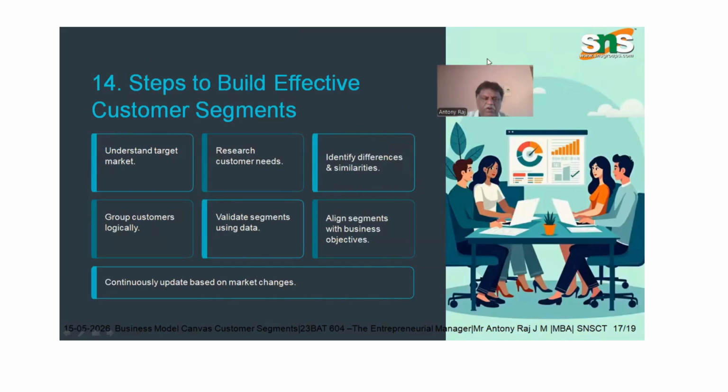And how do we build effective customer segments? Understanding your target market is very important. Then research the needs, and identify the differences and similarities between the customer segments. And then grouping logically is very important, then validate the segments using data, and then you have to align these customer segments with your business objectives.